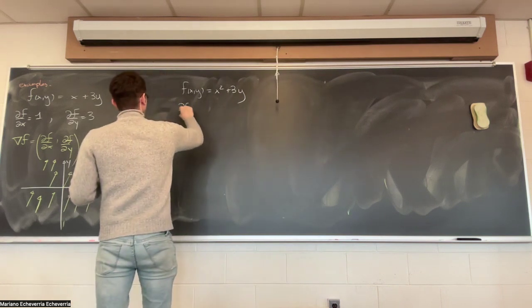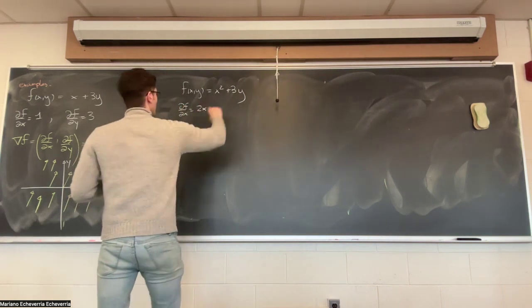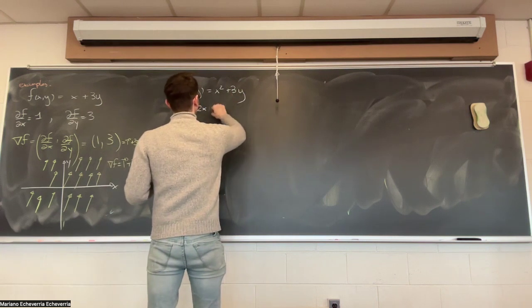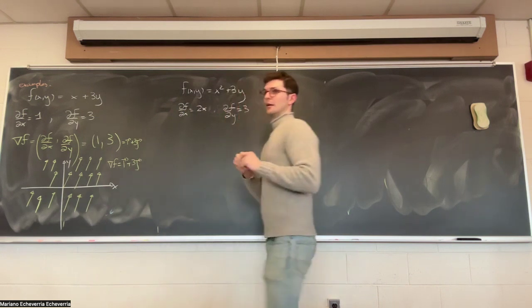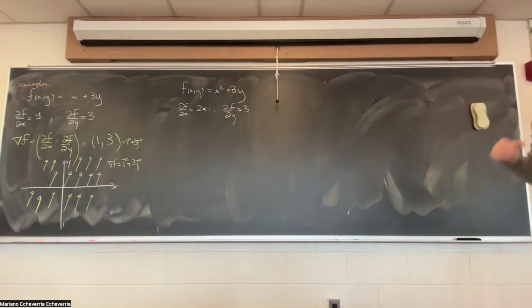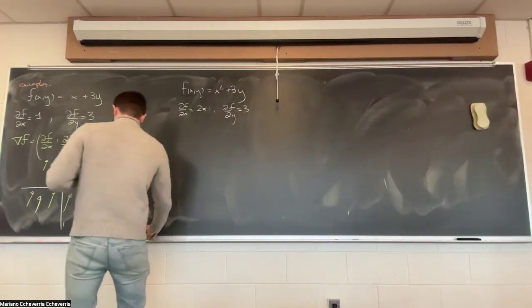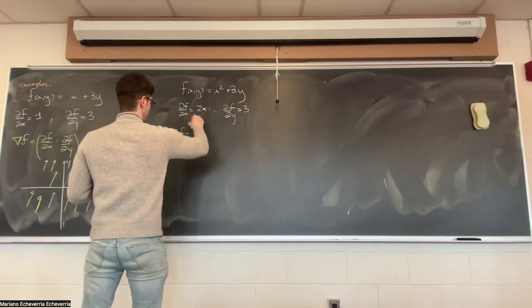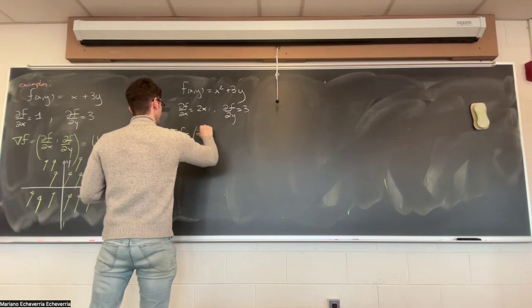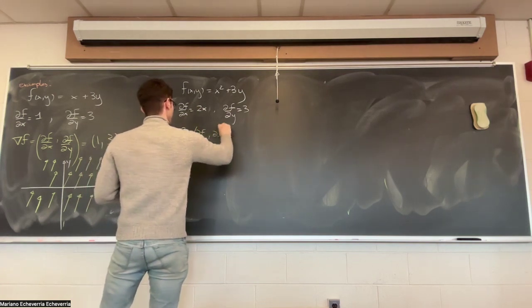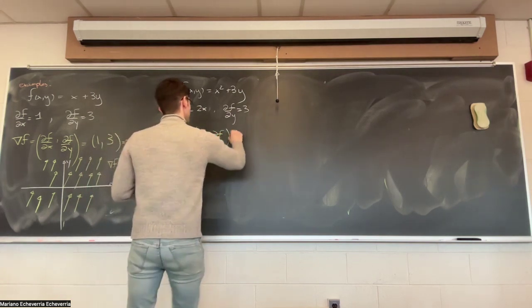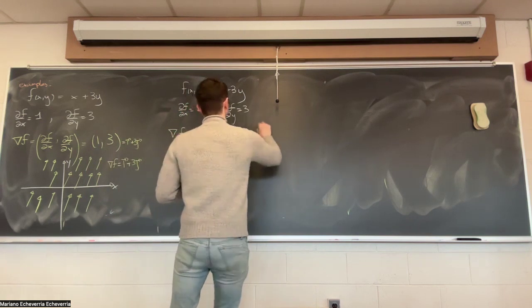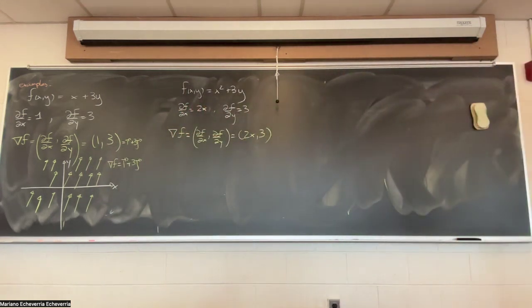The derivative with respect to x is 2x, right? And the derivative with respect to y is 3. So the gradient now for this particular function is, again, partial with respect to x followed by partial with respect to y. So it gives you 2x comma 3, right?